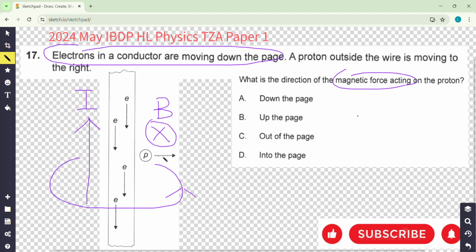And then the proton is moving to the right, so it represents a current moving to the right. So by the left hand grip rule, F, B, I: B into the paper, I to the right. What is the thumb? Yes, the thumb points upward, so the magnetic force points upward. So it is up the page, so the answer is B.